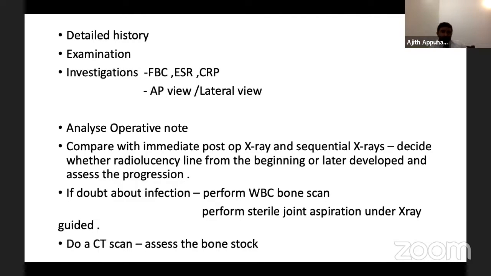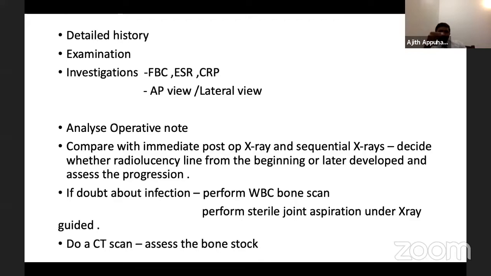Then you tell the examiner, I will go through the operative notes. In the operative notes, you need to know what types of implant were used, what the indication for the previous surgery was, what the approach was, and any problems intraoperatively or postoperatively. We have to assess all the clinic notes, which is very important because that will give more marks. Next, you can ask for further X-rays, especially immediate postoperative and sequential X-rays, to decide whether this radiolucent line was there from the beginning or developed later, and to assess the progression.